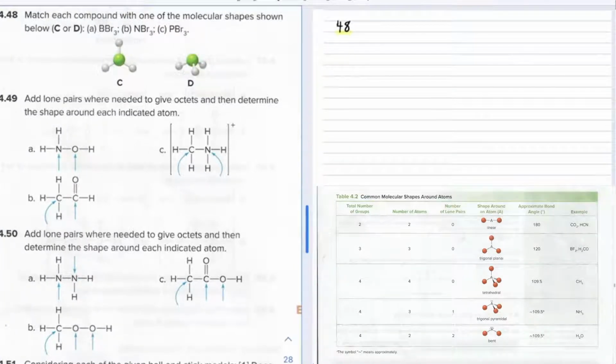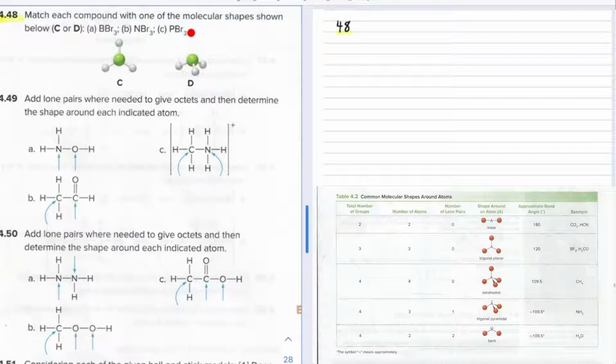Problem number 48. Match each compound with one of the molecular shapes shown below. So here are two molecular shapes. Now here are the three compounds. You're given the formulas for each of the compounds.